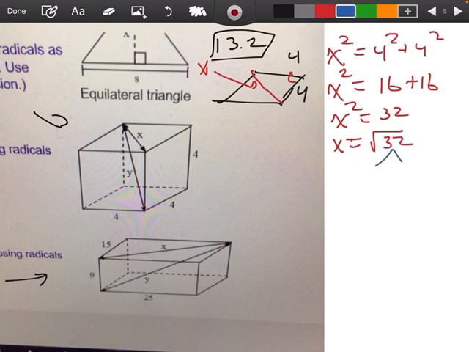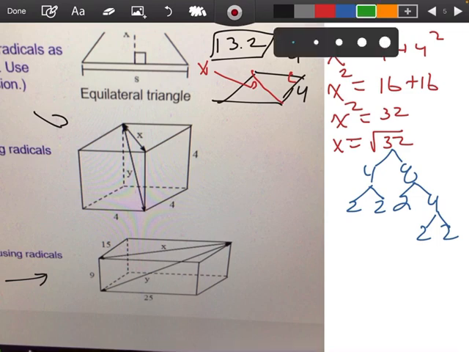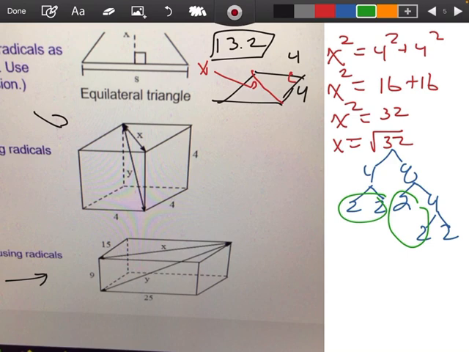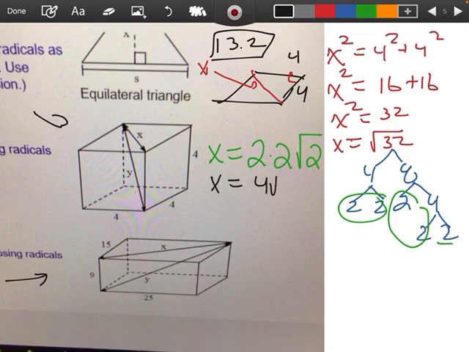And so, y'all, I need to break this number down, right? One way I can break it down, I can say 32 is 4 times 8. 4 is 2 times 2. 8 is 2 times 4. And 4 is 2 times 2. And the square root means we're getting pairs, right? So, look, I got 1 pair. We got 2 pairs of 2s. So my x, y'all, is going to be 2 and another 2. And then that 2 had to go back in, okay? So my x, y'all, is going to be 4 square roots of 2, okay?